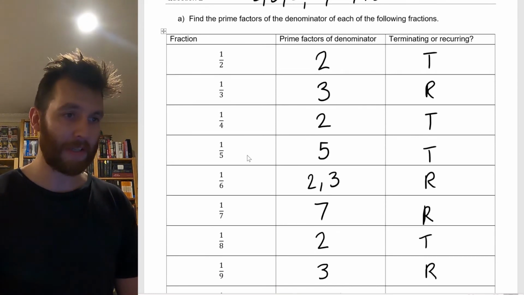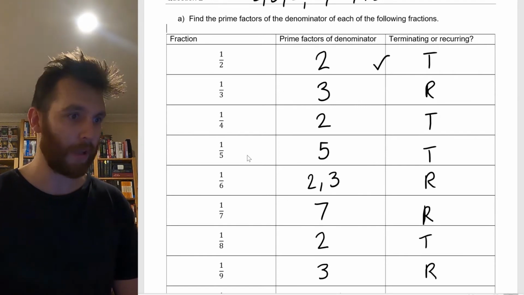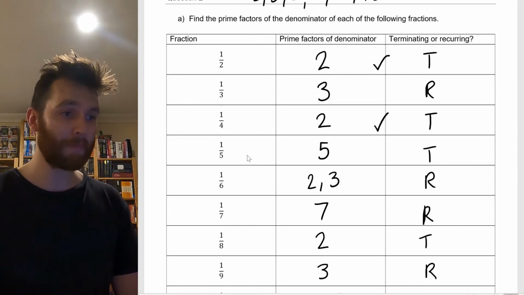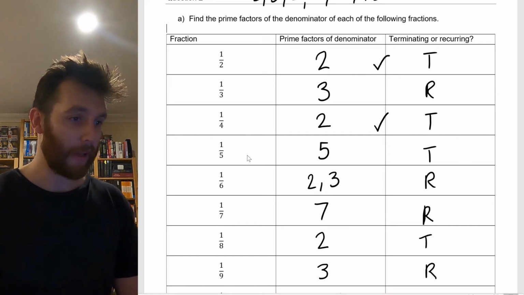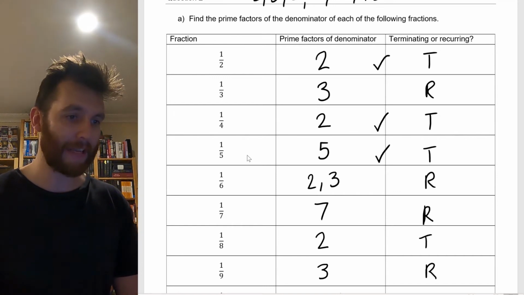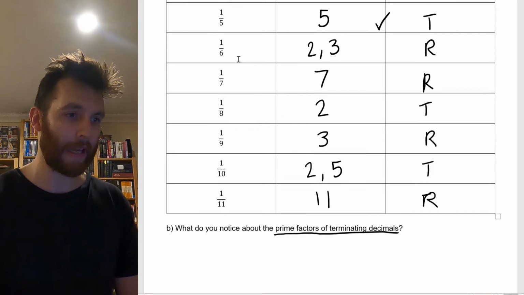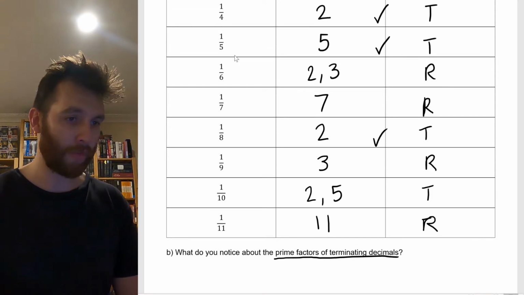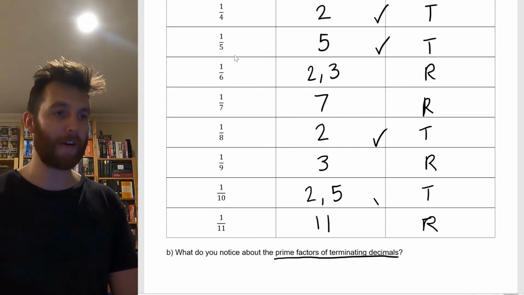So we've got a terminating decimal here. My prime factor was 2 for this one. Terminating decimal of 1 over 4. It was terminating and my prime factor was 2. 1 over 5 terminates, that was just 5. 1 over 8 terminates, that was 2. And 1 over 10 terminates, that's 2 and 5.